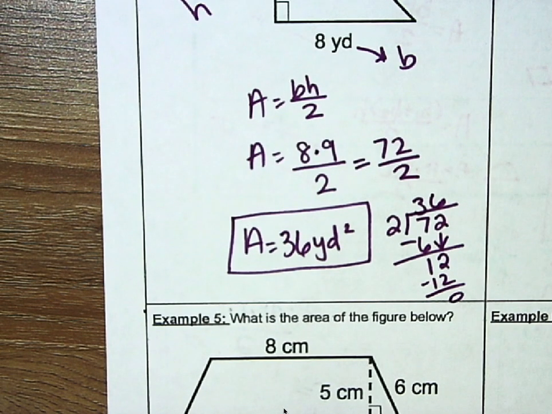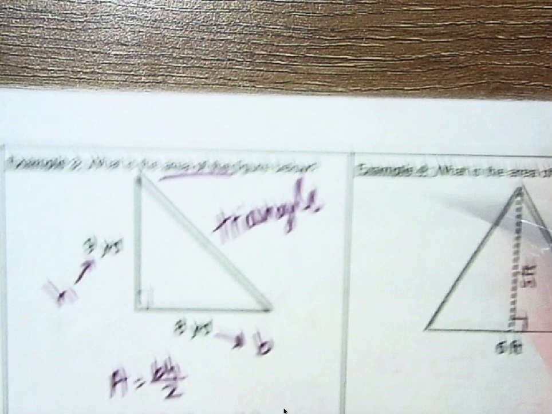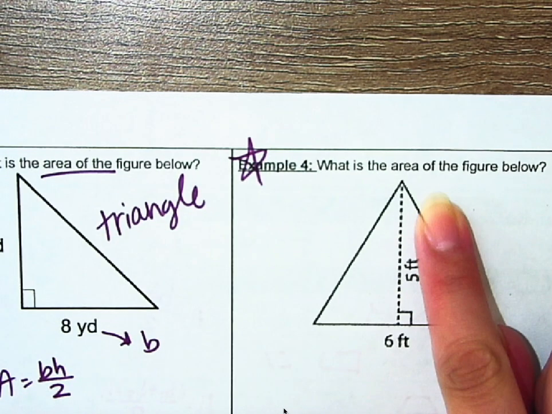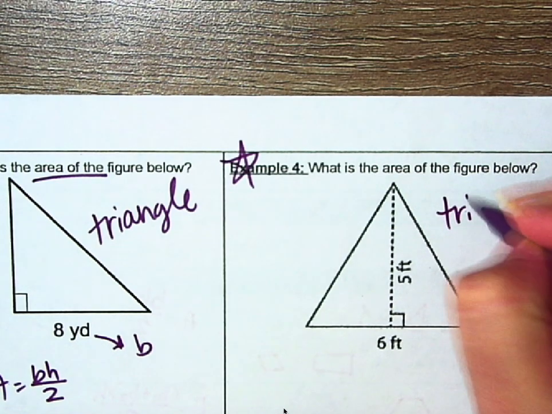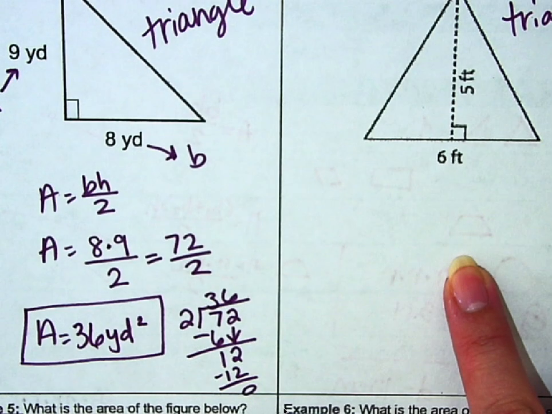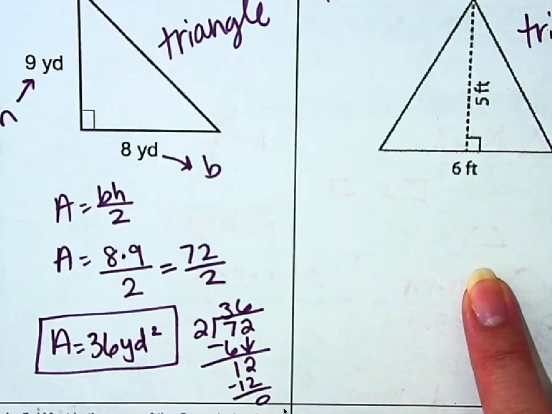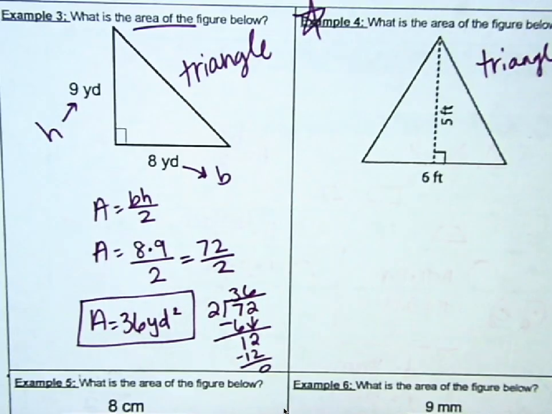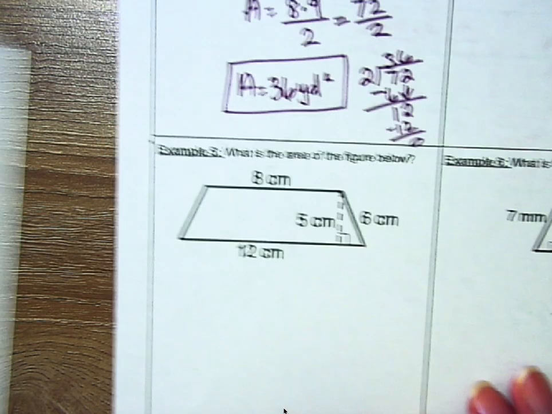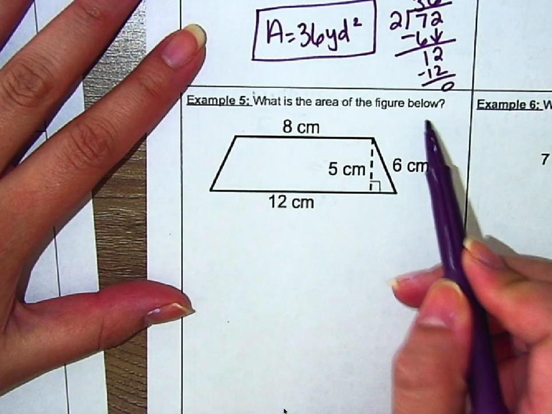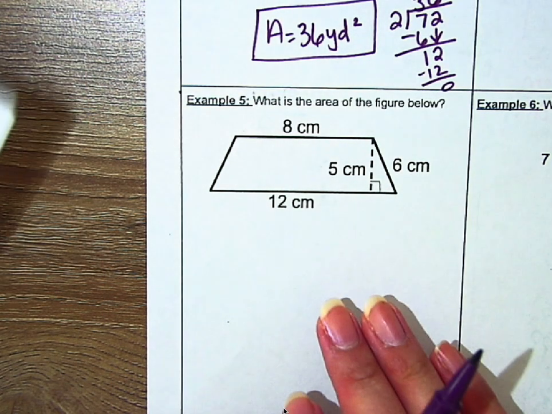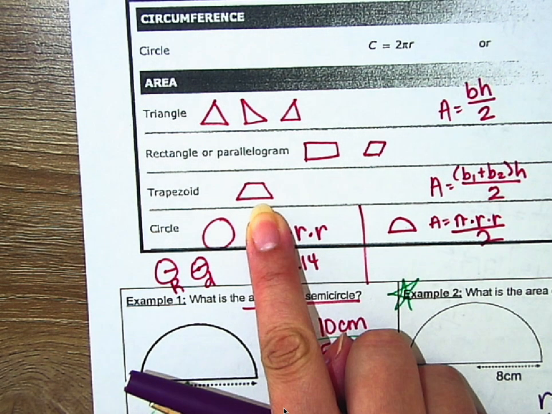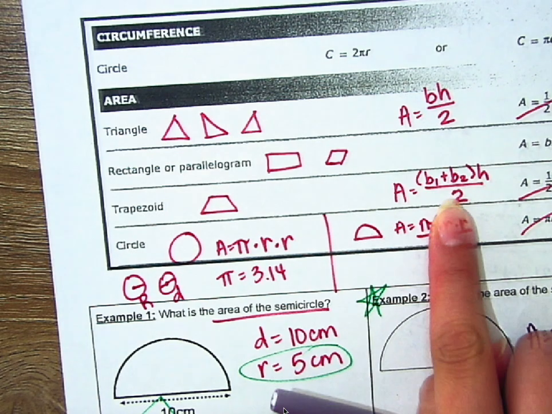Alright, the next one, you are going to do example 4. It says, what is the area of the figure? Again, this is a triangle, so you're going to write down your formula first, and then you're going to plug in your numbers. Okay, so it's very similar to example 3. We just did example 3. Example 5, it says, what is the area of the figure below? Remember, I gave you what a trapezoid looks like. It's right here. Okay, so that's the formula we're going to use.